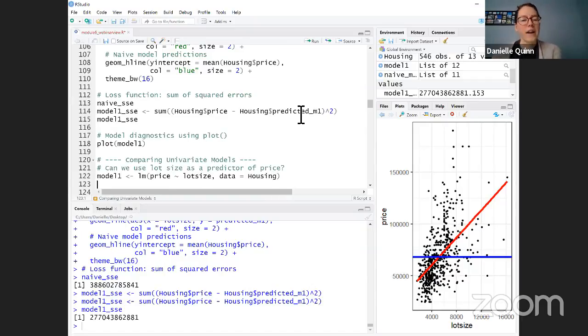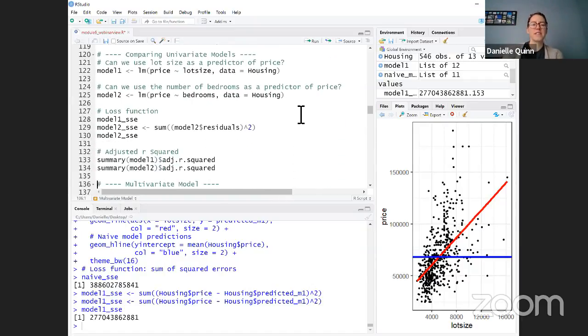And then we could say, okay, so model 1, we said, can we use lot size as a predictor of price? So this is what we've already run. But maybe we'll say, well, instead of using lot size, could we use the number of bedrooms as a predictor of price? So let's do model 2. And in model 2, we replace lot size with bedrooms. So it's still a univariate model. There's still only one predictor.